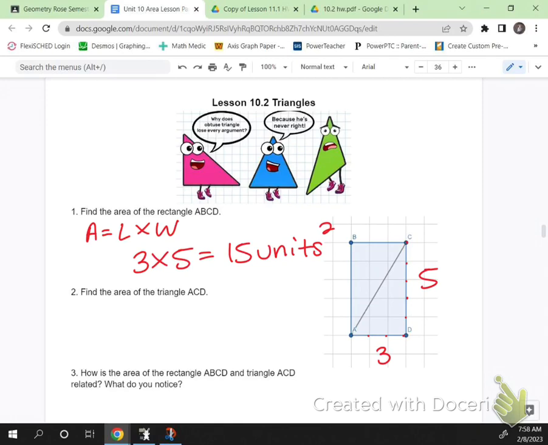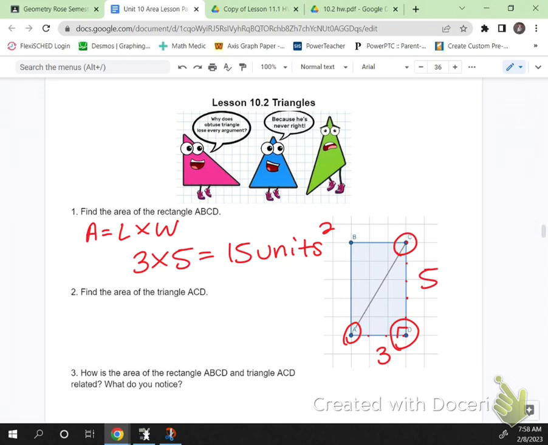Now it says find the area of the triangle ACD. Any thoughts about finding the area of the triangle? Why don't you turn and talk to your partner? If I know the area of the rectangle, how's it related to the area of this triangle? Turn and talk to your partner. I'll give you 1 minute.